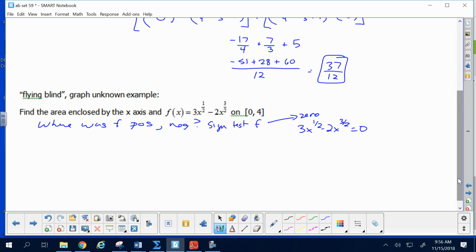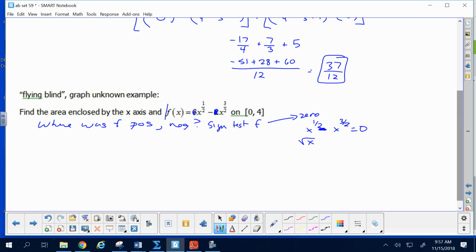How would you tackle the algebra? You just have x to the half and x to the 3 halves? Okay, how would you do that? Is factoring out the greatest common factor a good way to go? What could you take out?